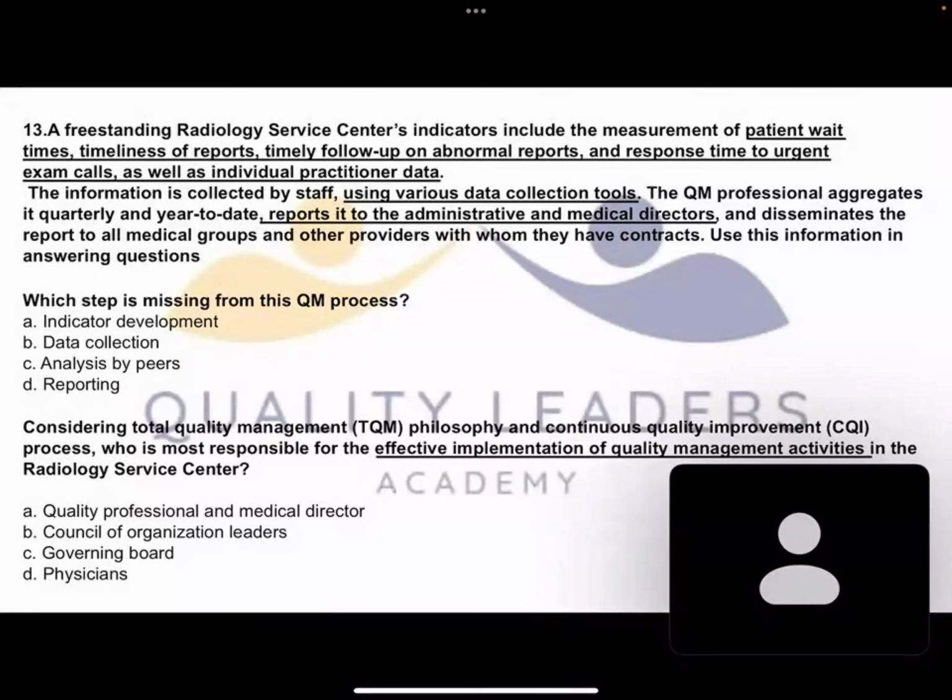Use this information in answering questions. This statement is asking to identify a missing step in the quality management process for a radiology service center. Which step is missing from this QM process? A, indicator development. B, data collection. C, analysis by peers. D, reporting. What's the answer? It's analysis by peers. Analysis by peers is the correct answer.